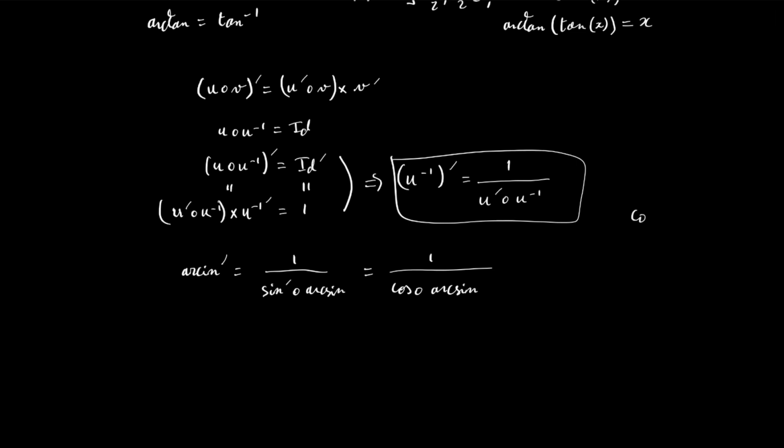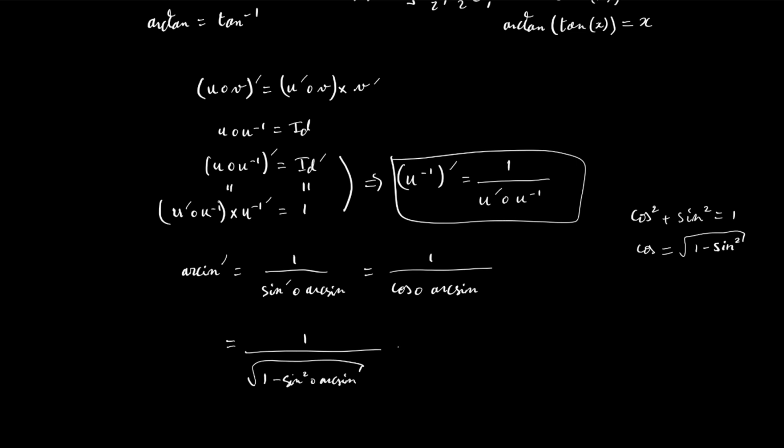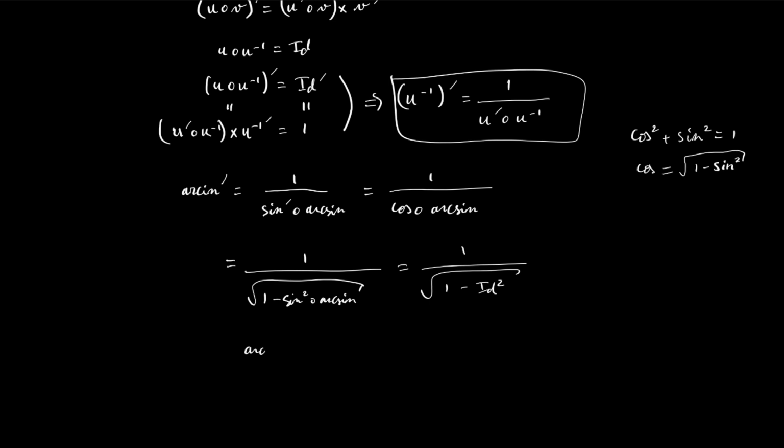So we can use the formula cosine square plus sine square is equal to 1. In other words, cosine is equal to the square root of 1 minus sine square. So arcsine prime is equal to 1 over the square root of 1 minus sine square round arcsine, which is equal to 1 over the square root of 1 minus identity square. In other words, arcsine prime of x is equal to 1 over the square root of 1 minus x squared.